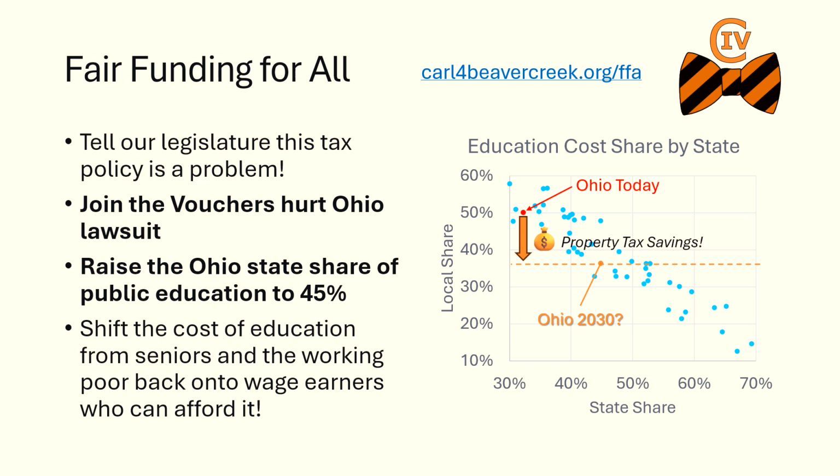Next, we need to demand that we raise the Ohio state share of public education to 45%. Let's stop having Ohio be at the bottom of the states with the worst public education system. Our students deserve better. We need to shift the Ohio state share up to 45% so that we can reduce local property taxes to a more livable amount and shift the cost of public education off the backs of our retired seniors and the working poor and back onto wage earners like myself who can afford to pay for it.